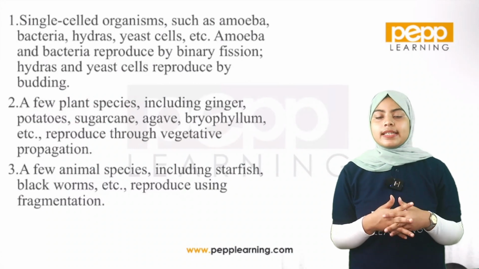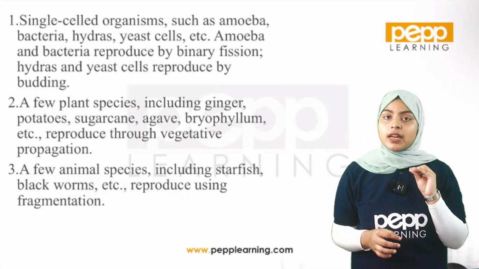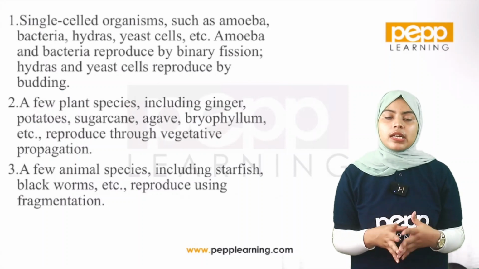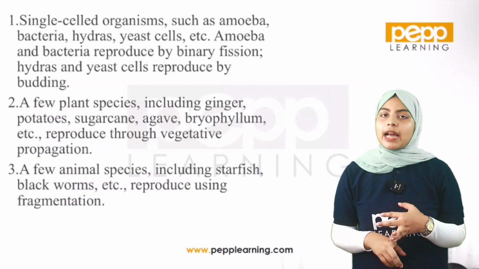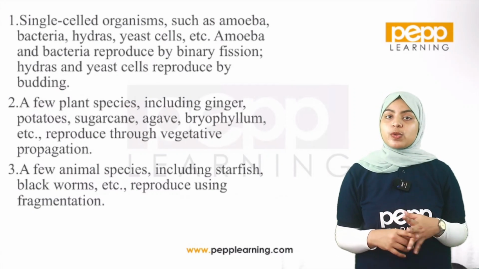Those are called single cell organisms. There is only one cell in their body, that is, they are one-celled organisms. Amoeba and bacteria reproduce by binary fission. Hydra and yeast cells reproduce by budding.